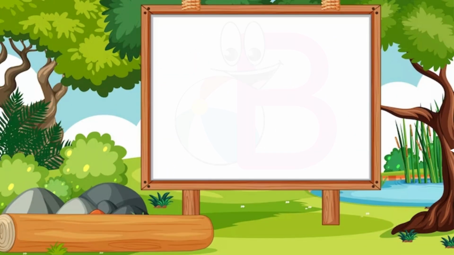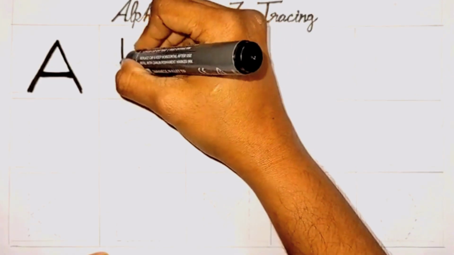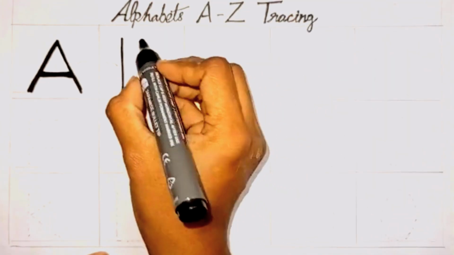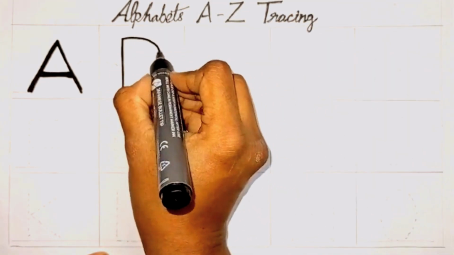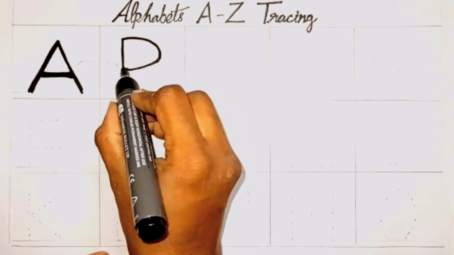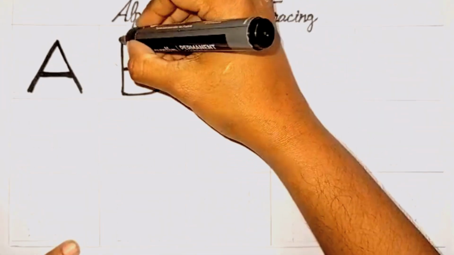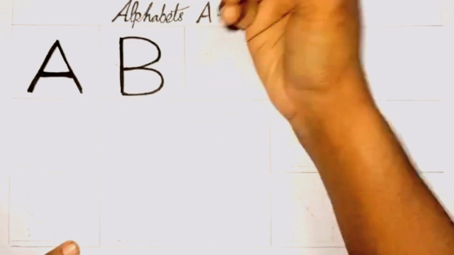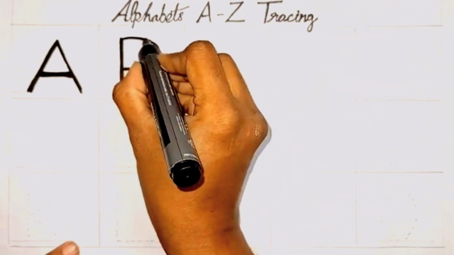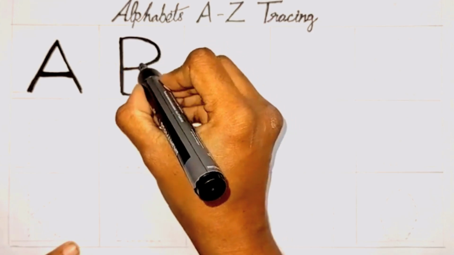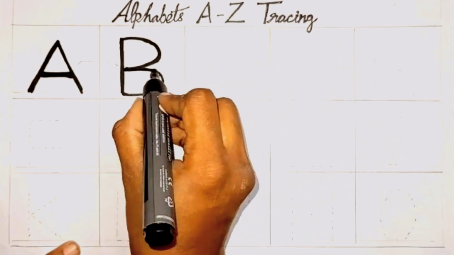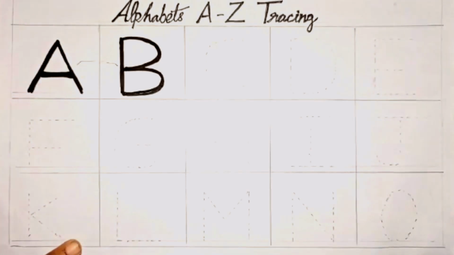Now let's write B. Straight line, curve, curve. This is B. Let's write it again. Straight line, curve, another curve. This is B.